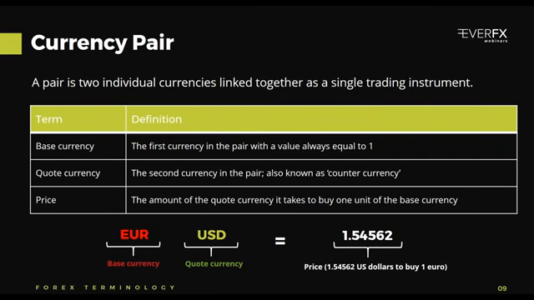Now, let's look slightly into currency pairs. We're talking to beginner traders here.